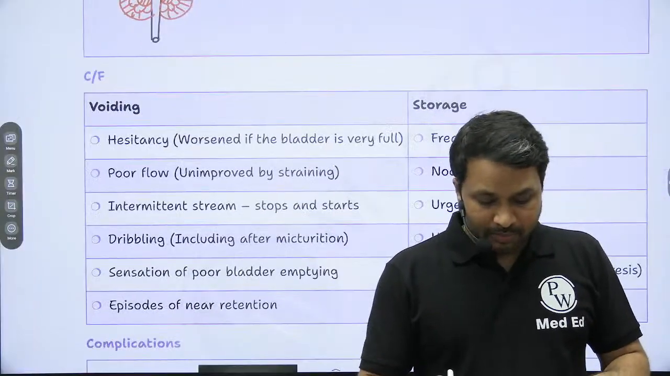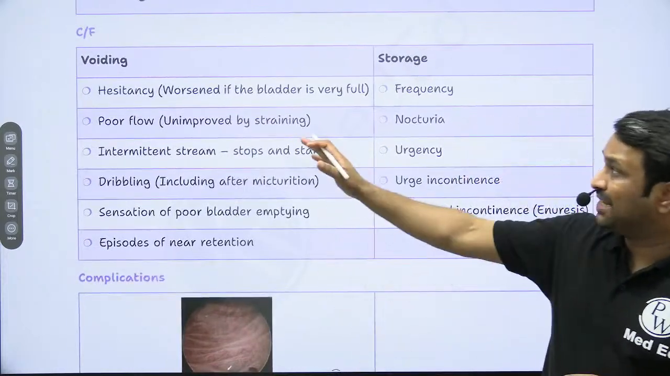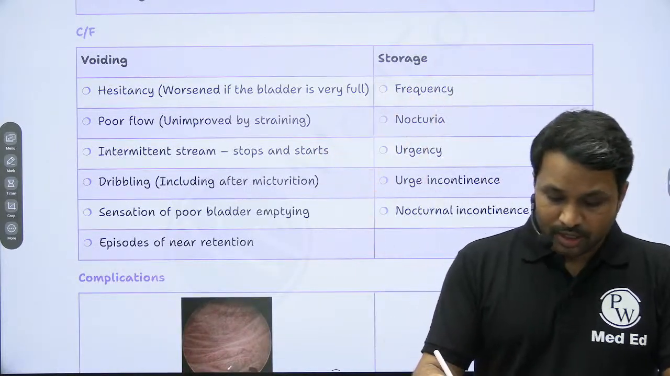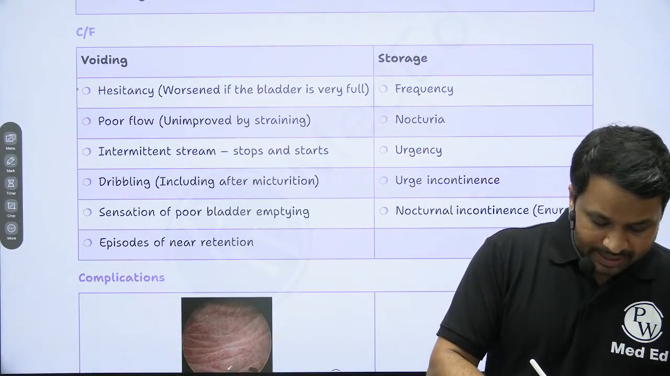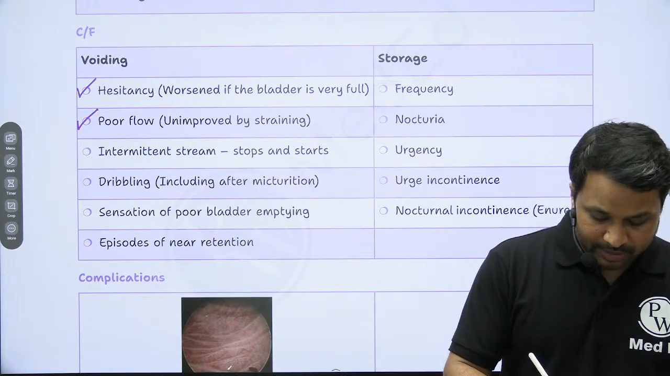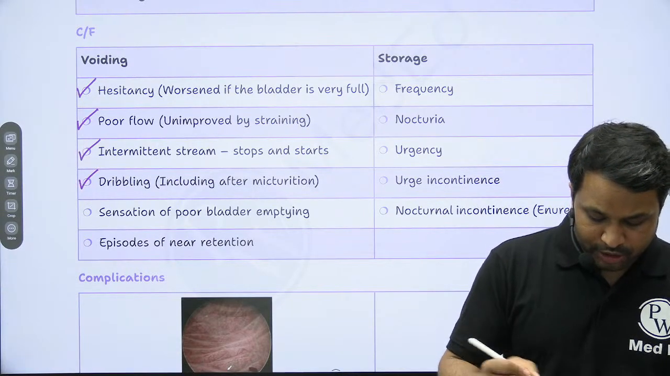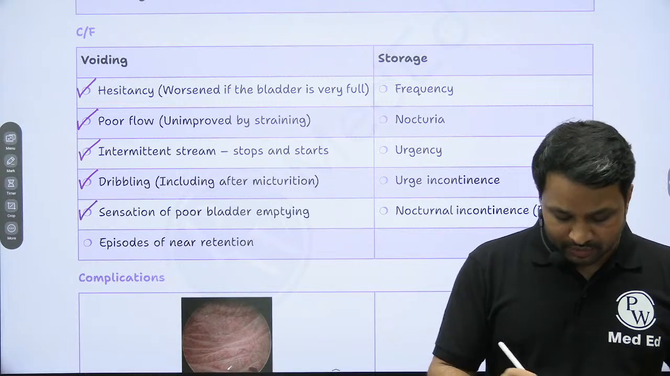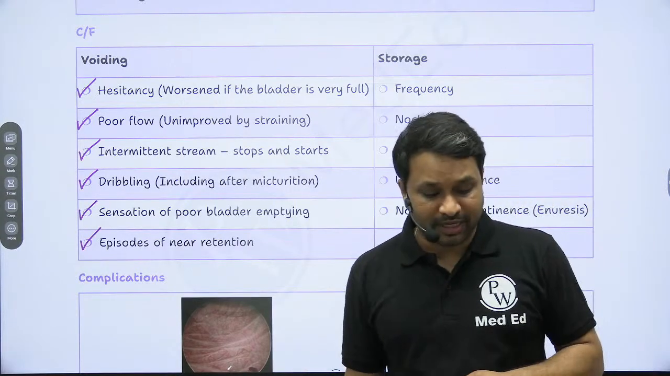Now, in BPH, you should know which of the following is a voiding symptom and which is a storage symptom. In a voiding symptom, there will be hesitancy. The patient will not be able to start the stream. There will be poor stream, intermittent stream. It will cause post-micturition dribbling, a sense of poor bladder evacuation, and there will be episodes of retention.